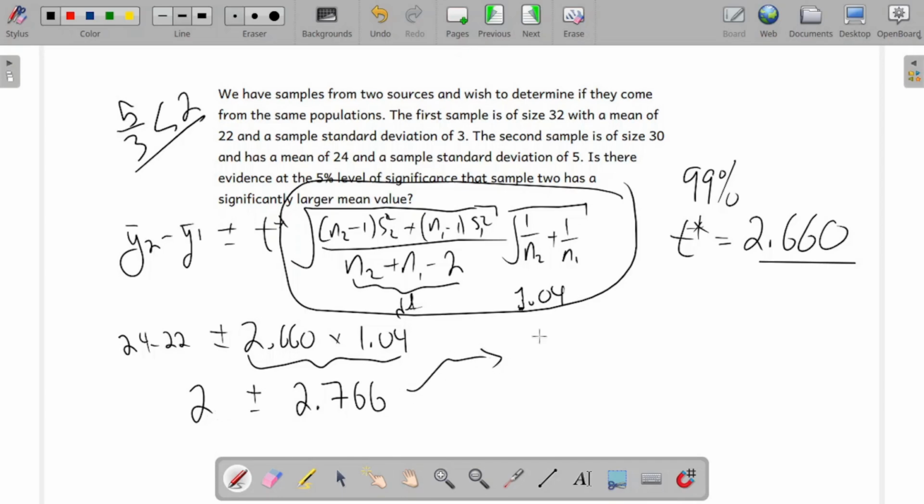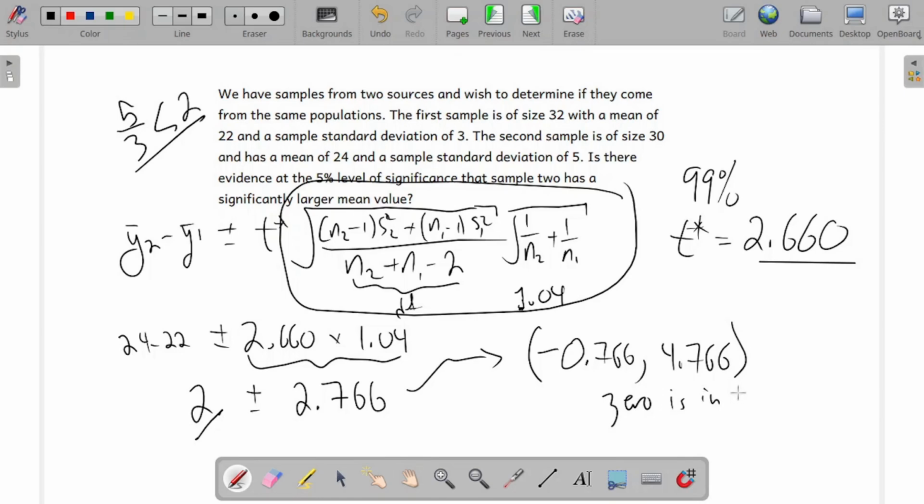Okay, let's go over here. Our estimate of the difference is 2. And if I subtract 2.766, I'm going to have negative 0.766. That's my lower bound. If I add the two together, I get 4.766. Now, you'll notice that 0 is in the interval.